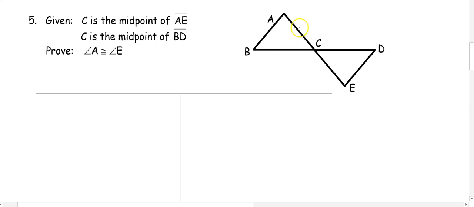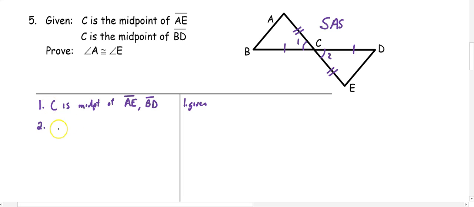So C is the midpoint of AE, so AE is bisected into two congruent parts. C is the midpoint of BD, so BD is also bisected into two congruent parts, and it's a bow tie problem, so we have vertical angles are congruent. So now we know that we're going to prove our triangles congruent by side angle side, so we're going to start our proof. Remember, all proofs start with the given statement. So C is the midpoint of AE and BD, which is given.